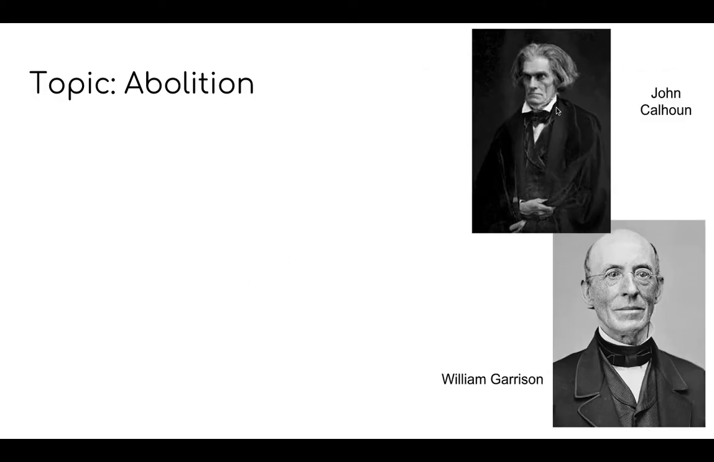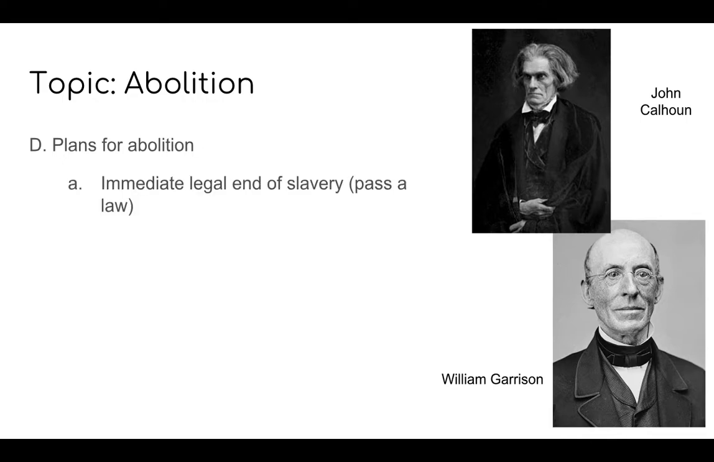Okay, these are two important people. John Calhoun, who the Lake Bede-Makaska was formerly named after, and William Lloyd Garrison. And plans for abolition. One plan to get rid of slavery was the immediate legal end of slavery. So in other words, pass a law and end it immediately. This, of course, posed a lot of economic problems and certainly would scare a lot of whites living in the South and whites living in the North.